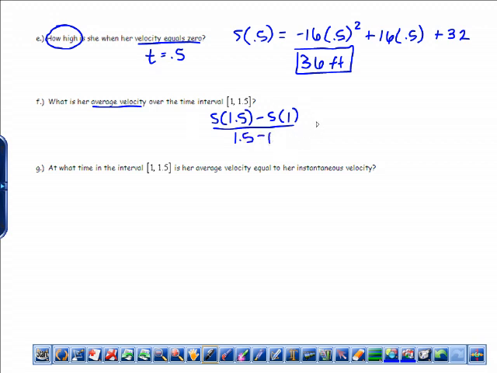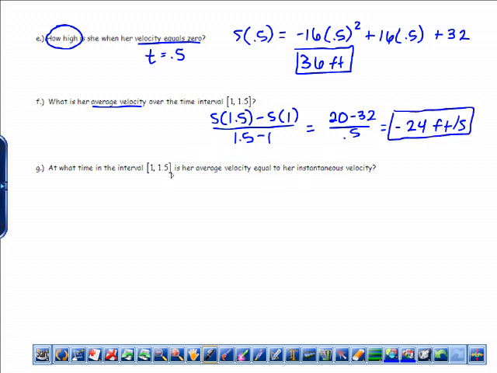Okay, so we're kind of going back to a less accurate answer because we're going over an interval. And so this is going to be, when you put the numbers in, 20 minus 32 over 0.5, and you get negative 24 feet per second. That is her average velocity over that interval.